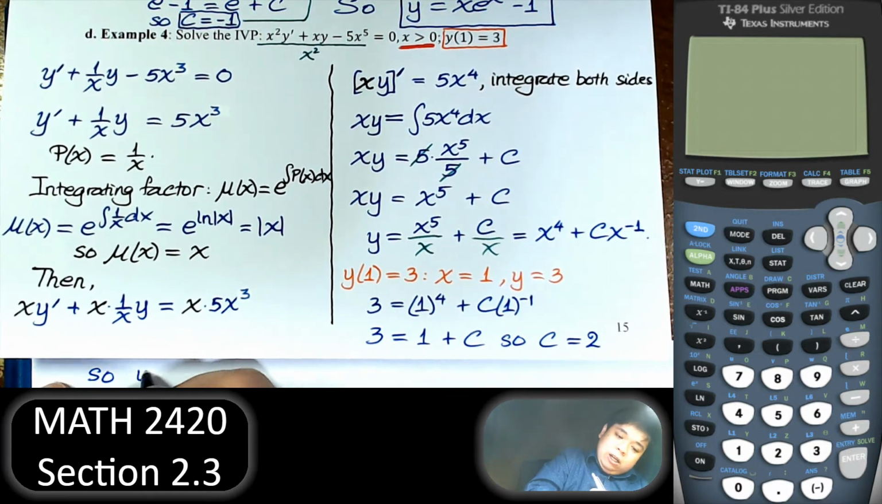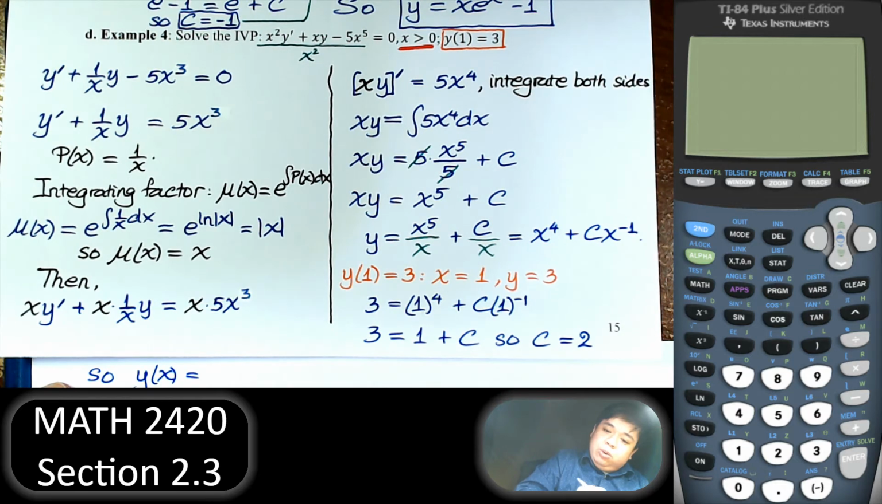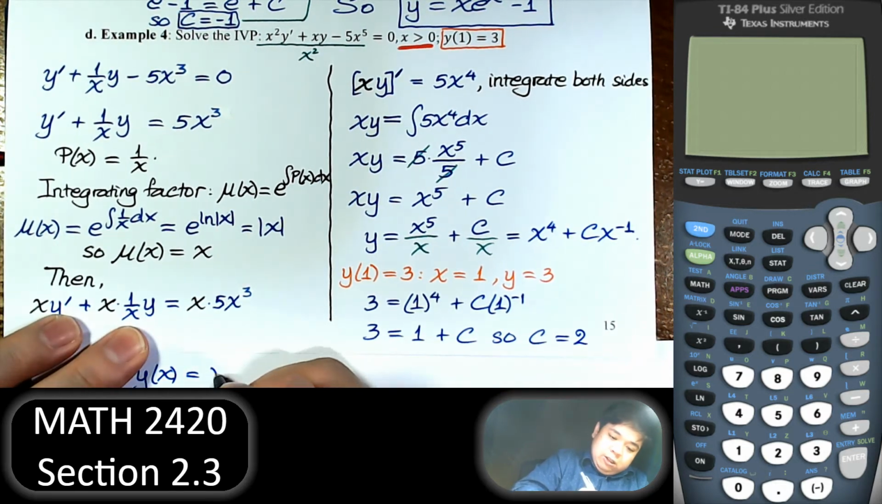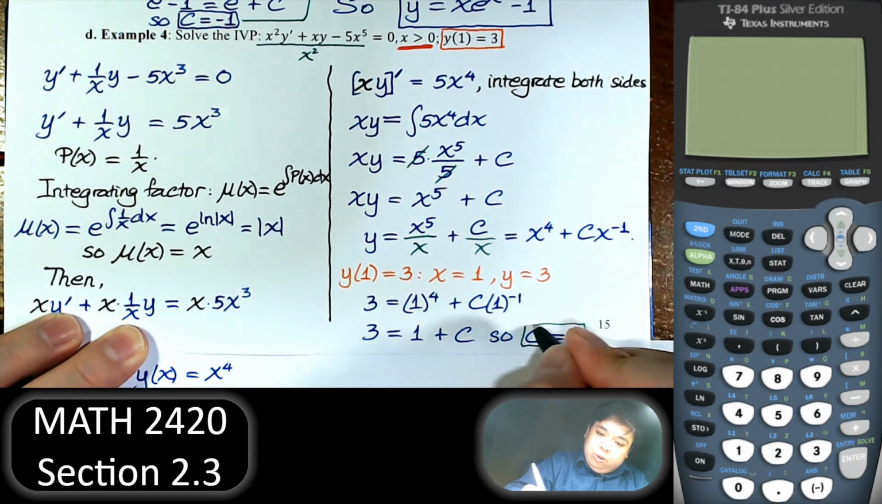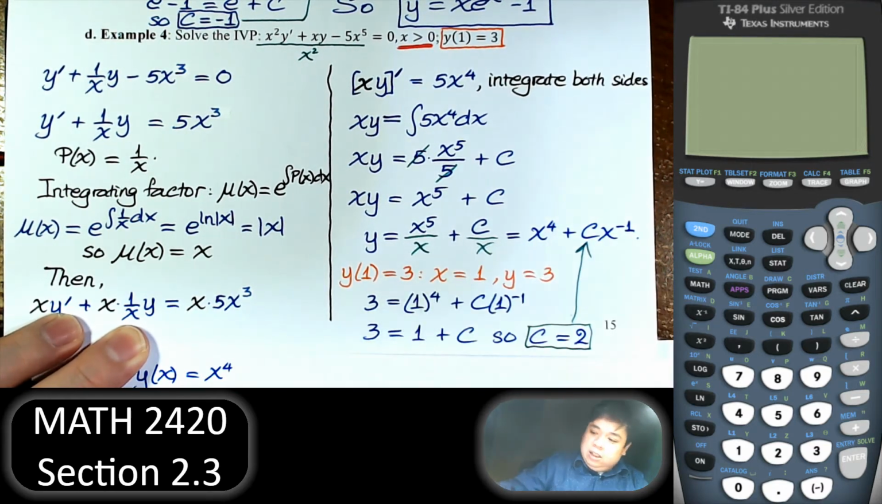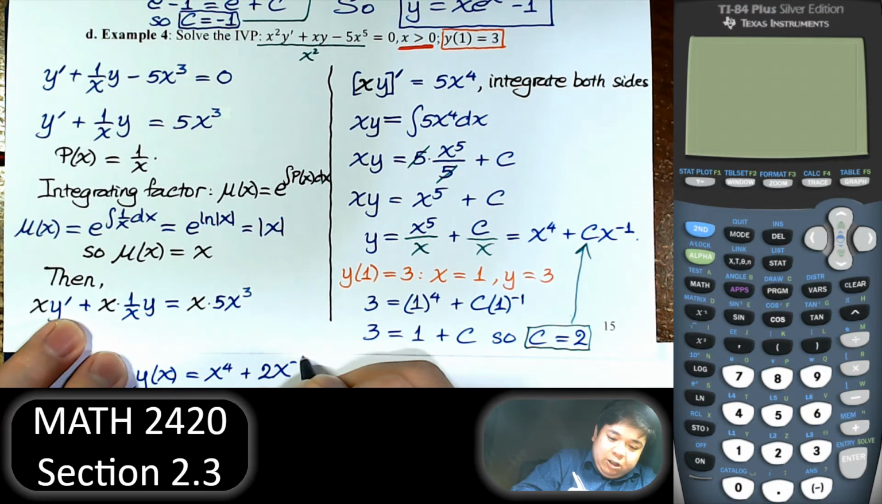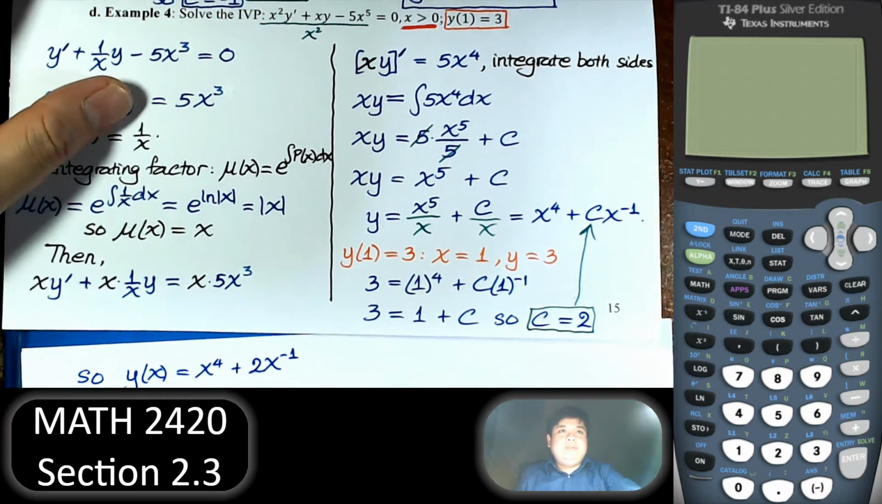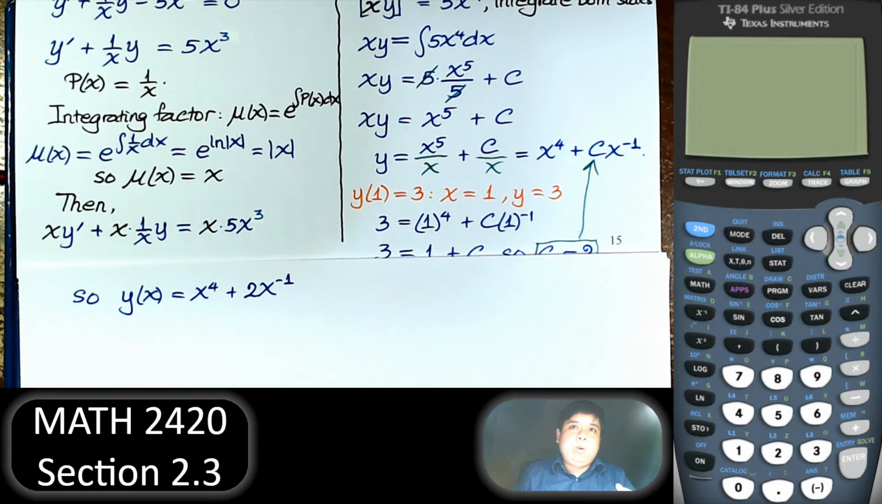so we can say y of x equals x to the 4th, c equal to 2, substitute in here, x to the 4th plus 2x to the -1. Right, so that is our solution. And then you say, why do we need all this space for? Well, yeah.